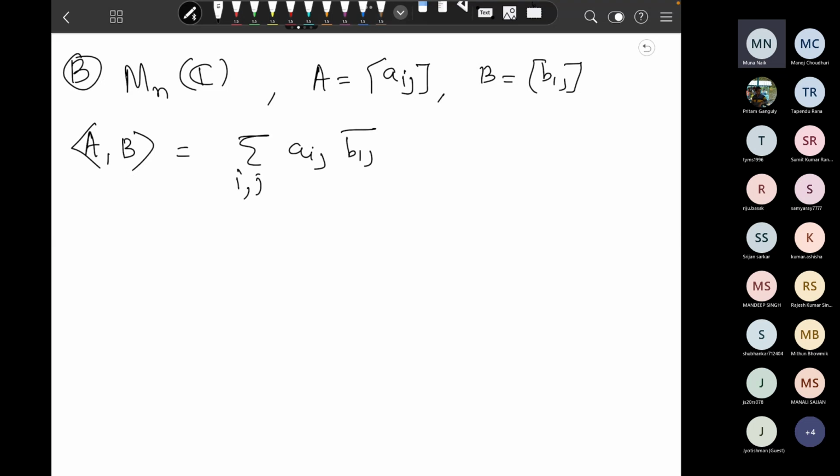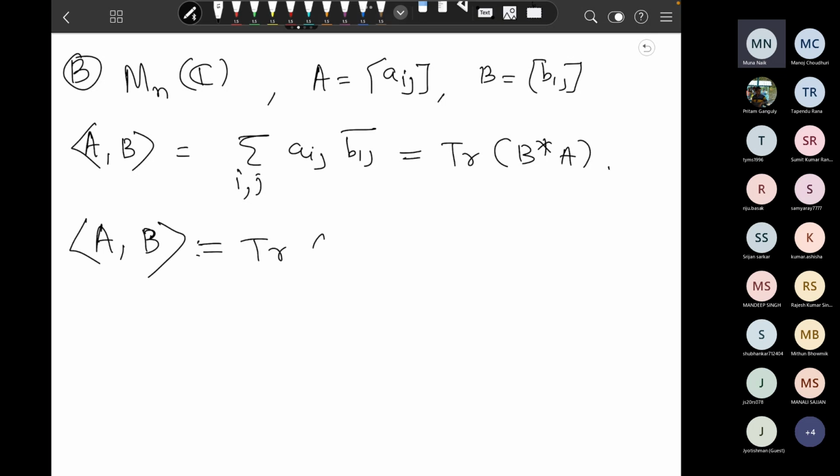And this thing, actually, you are looking at A as an element of C^(n×n) and B as an element of C^(n×n). You are sort of giving that inner product. Then you can write that thing in a compact form: this is the trace of B star A. Okay, so this is called the Hilbert-Schmidt inner product. This is the more natural inner product for the space of complex matrices.